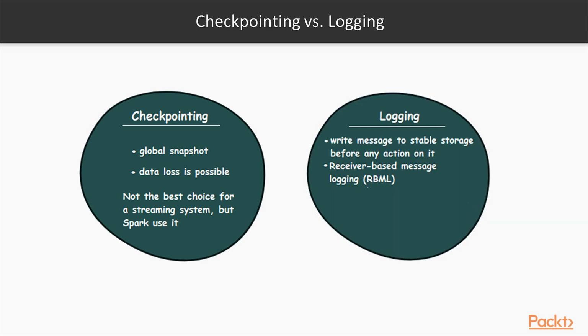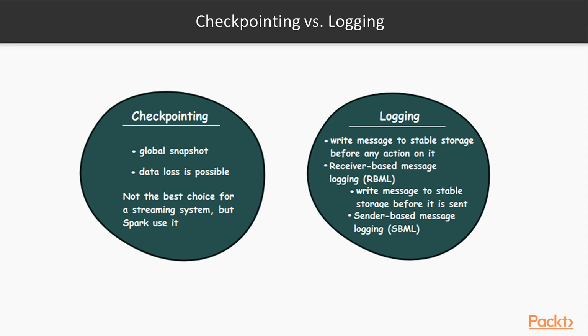Now, trying to overcome the checkpointing issues and provide the ability to recover up to the last message received before a crash, we turn our attention to the logging techniques. The main idea of logging is that each tier in the streaming pipeline will save each message to a stable storage before performing any action on it. In other words, each tier independently records all messages it receives and plays them back after a crash. This technique is known as receiver-based message logging, or shortly RBML.